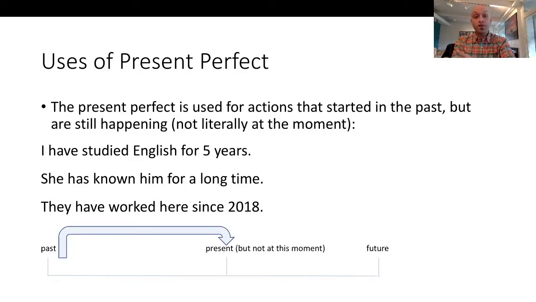Okay, so that's one of the uses of the present perfect, is to express this idea that it's an action started in the past and it's still continuing to this moment.